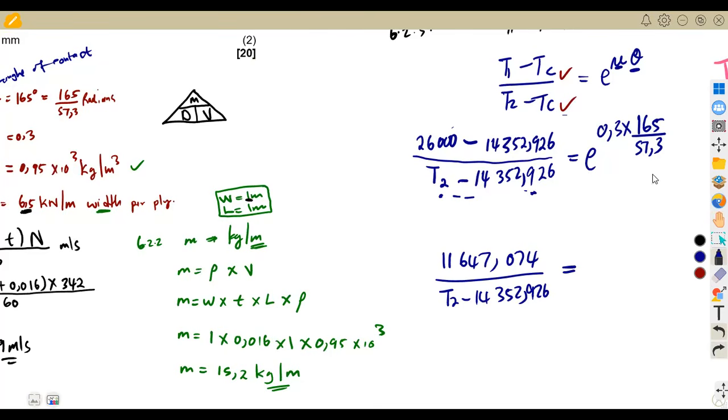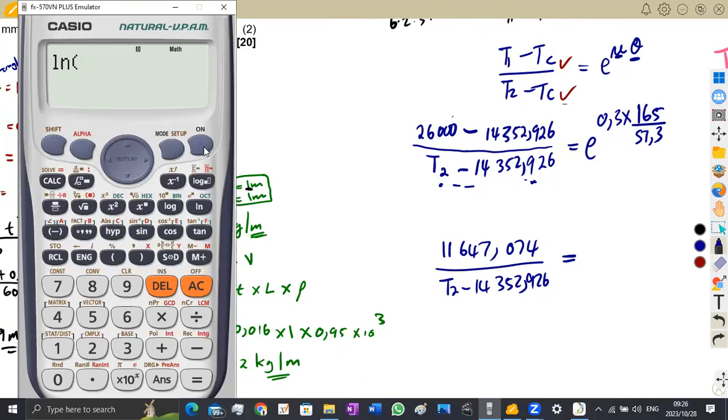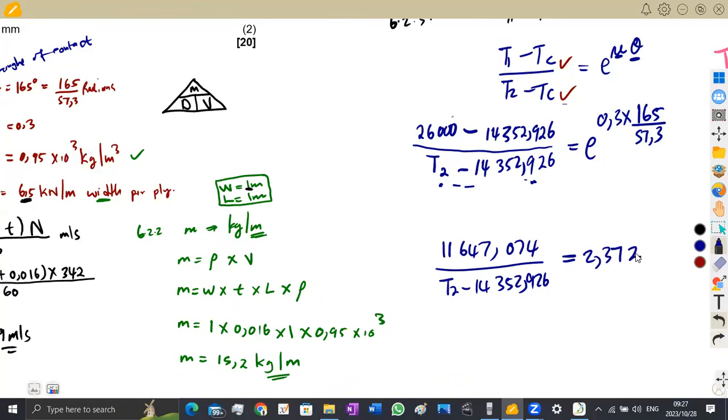Then on the other side, we can also simplify this from our calculator. e to the exponent of 0.3 times 165 can be simplified, and that gives us a decimal. Let us just try to see what we're going to have from this decimal. That is this e on the top here. So you're going to have shift e, to the exponent of 0.3 times a fraction, which is 165 over 57.3. Which will be 2.3723, something like that, which is 2.372. All right, this is same as over 1.